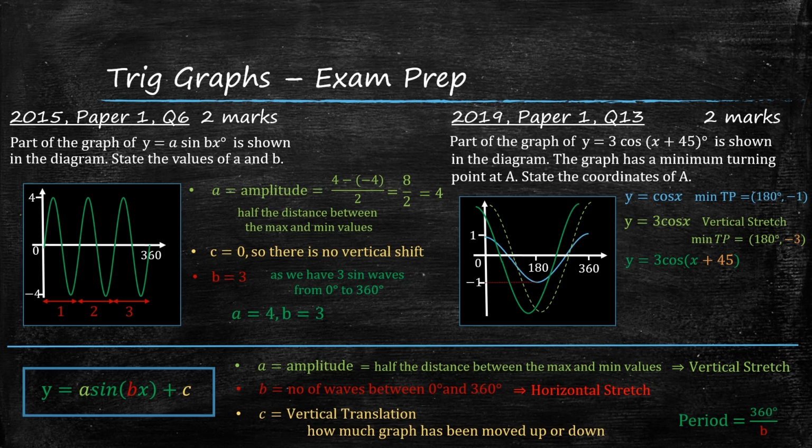The next transformation is the horizontal translation, where we add 45 degrees, also known as our phase angle. Now adding 45 degrees shifts the graph left by 45 degrees. So our minimum turning point, which was 180, minus 3, now becomes 180 minus 45, and the y coordinate stays at minus 3. So A, our minimum turning point, becomes 135 degrees, minus 3.